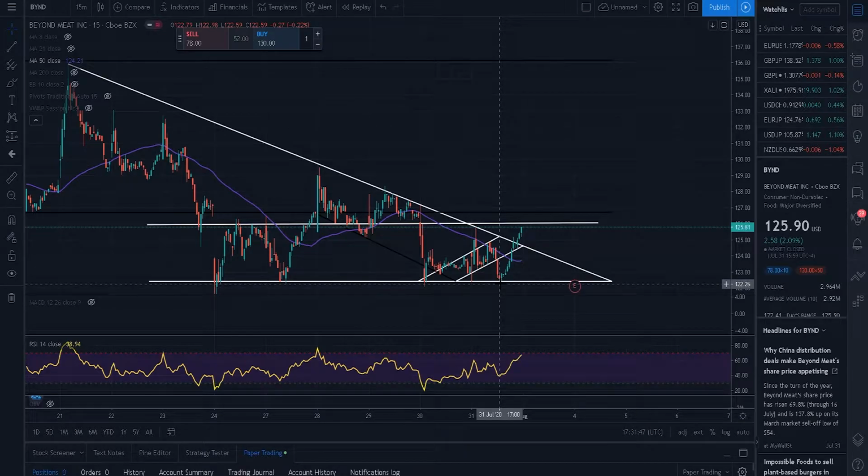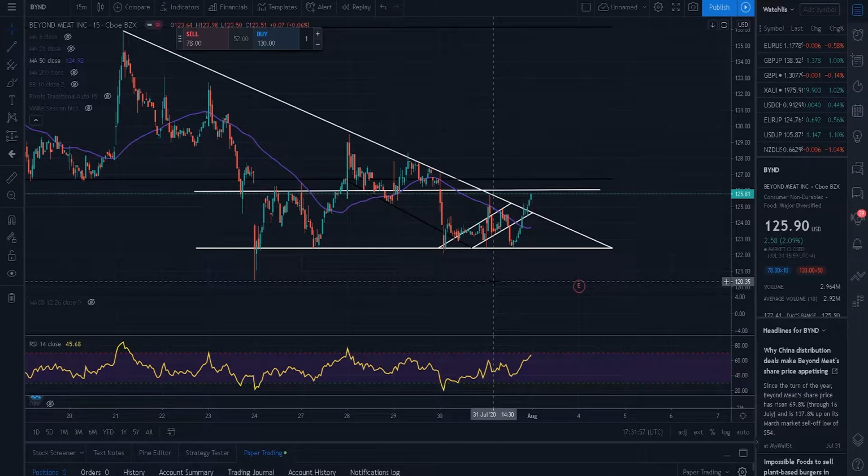My entry point would have been 122.40, with a stop loss under here, around 120.30. So a $2 stop loss, and a take profit up here at 126. That would be a $2 loss for a $4 win. That is how this trade would have panned out, and we're still not done.